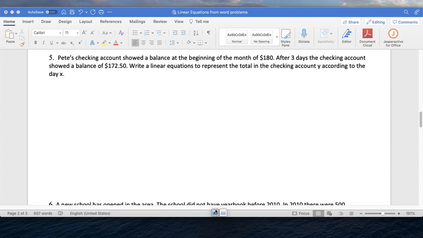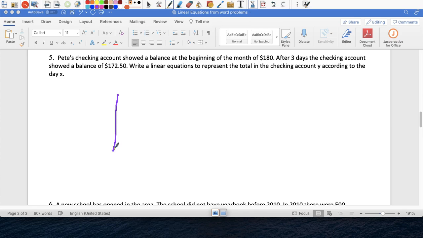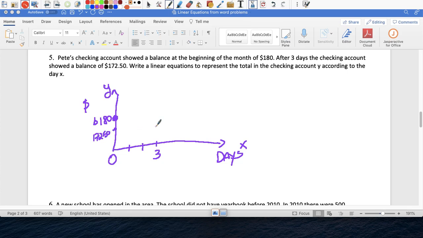Pete's checking account at the beginning of the month. So after 3 days, okay, so let's do days. And this is the money in his account. So this is my y-axis. This is my x-axis. And the beginning of the month, 0, right? The first day was 0. He has 180 bucks. After 3 days, so day 1, day 2, day 3. So he starts here. His checking account now is 172.50, which is right here. Now, that's a really bad graph, so let me just redo the graph.